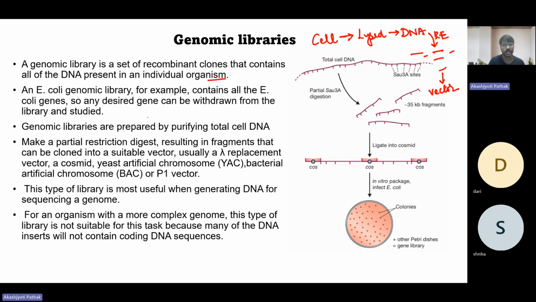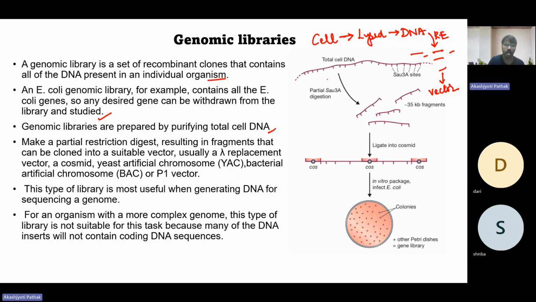Okay, so an E. coli genomic library, for example, contains all the E. coli genes. So any desired gene can be withdrawn from the library and studied. Now, genomic libraries are prepared by purifying total cell DNA. So first you have to purify the total cell DNA, and then a partial restriction digestion is done, and this will result in fragments that can be cloned into a suitable vector. Usually a lambda replacement vector, a cosmid vector, or it can be a yeast artificial chromosome.